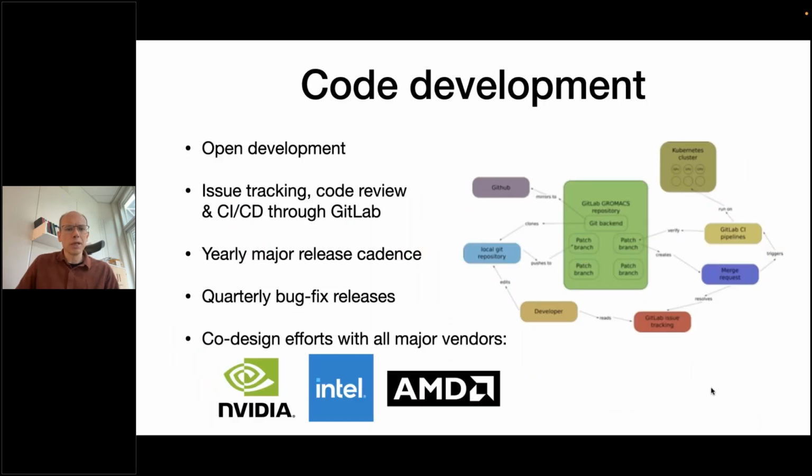Then a note on code development. We have open development. We have issue tracking, code review, and CI/CD through GitLab, which has a diagram shown on the right. So we use the GitLab setup, but we have our own hardware running this to have support for all major architectures, particularly GPU architectures. So any merge request that's pushed up goes through all our different hardware setups and our build setups.